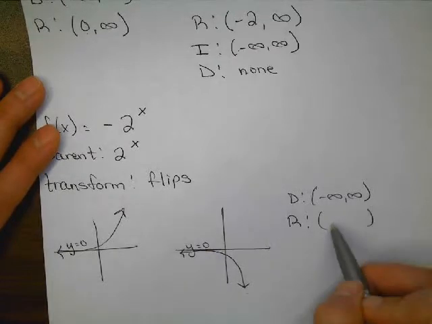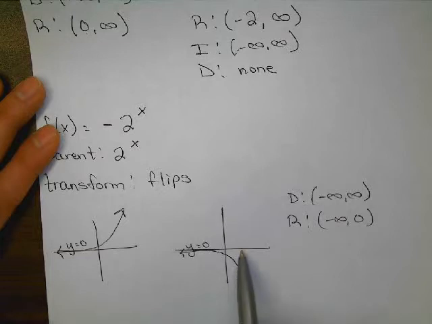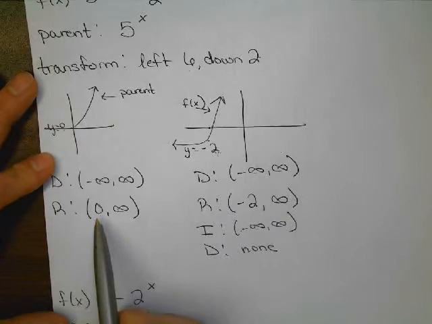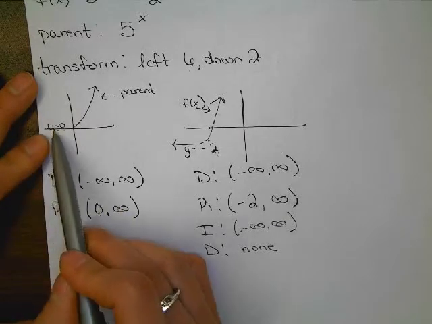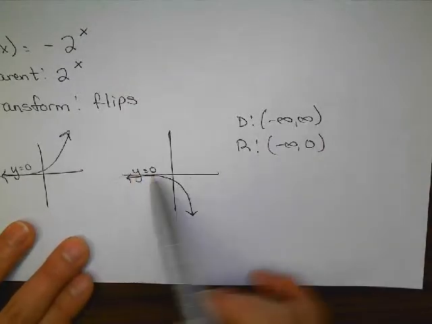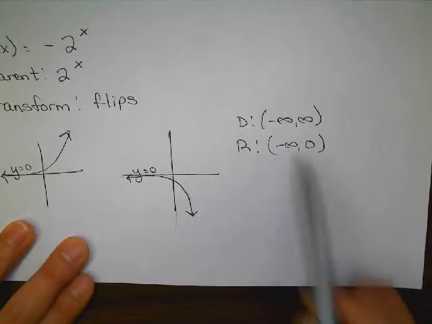My range is slightly different this time, because now that it flipped over, 0 is going to be where my range stops, and negative infinity is going to be where it starts. So the bottom of my graph is going down here to negative infinity, and the top is going up to 0. And you'll remember from here, the range was 0 to infinity, because I started at 0 and went up. But again, since it flipped, now 0 is my stopping point, that asymptote, and negative infinity is my starting point.